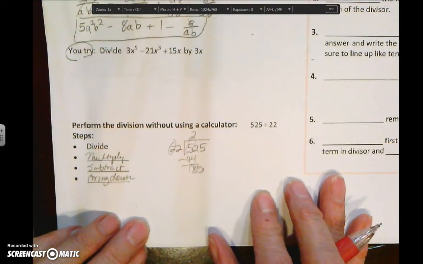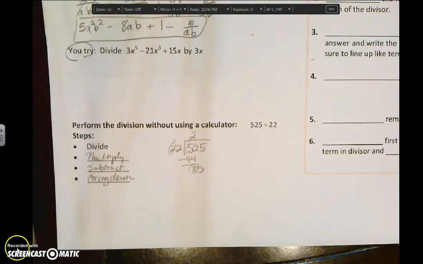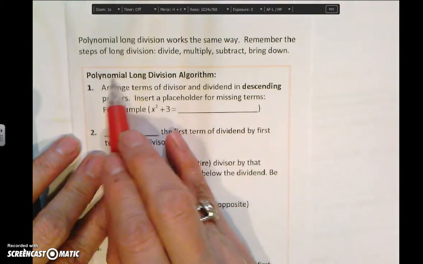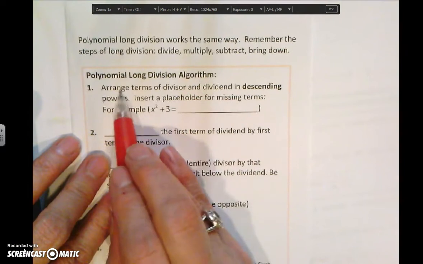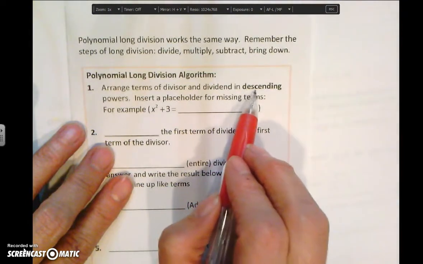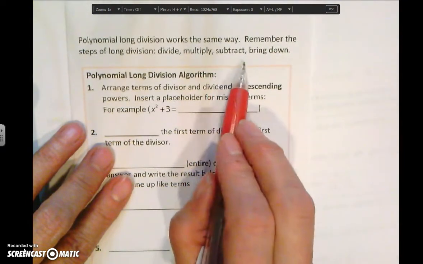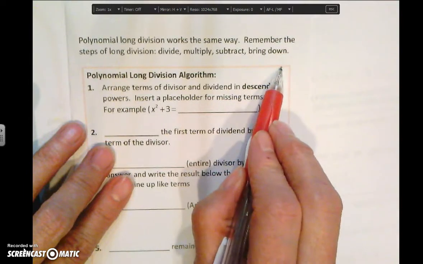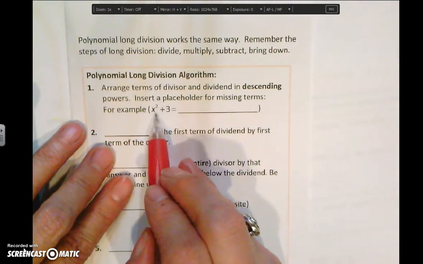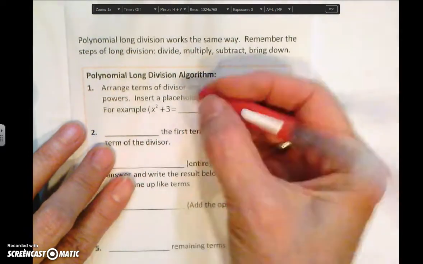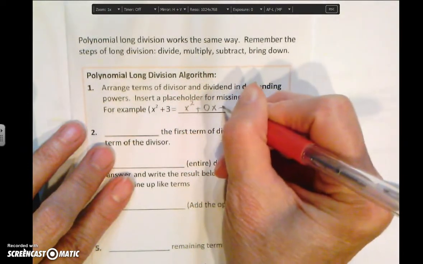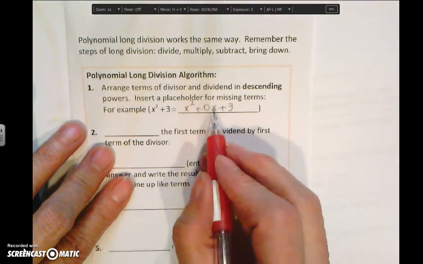So we're going to do those same 4 steps when we do division with polynomials, and they're written here on the second page. When you do polynomial long division, this is what you do. You arrange all the terms of your divisor and dividend in descending order, so x cubed, x squared, x, no variables. You'll insert a placeholder for missing terms. So for example, if one of your polynomials is x squared plus 3, then you'll write x squared plus 0x plus 3, because we need to go x squared, x, constant.